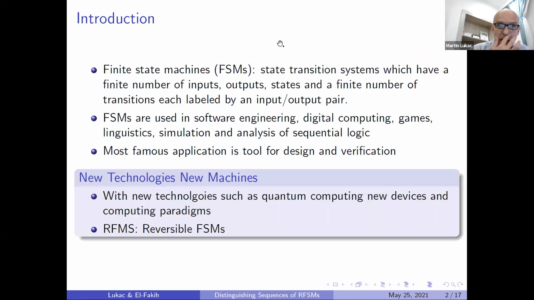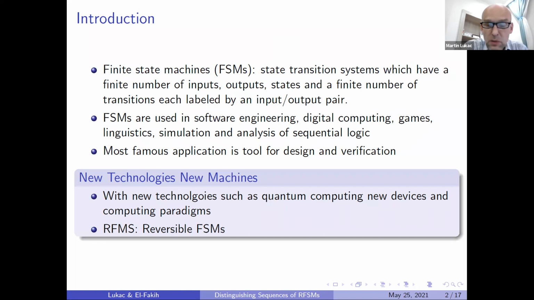Now finite state machines are essentially tools or state transition systems that have a finite number of inputs, outputs, states, and also a finite number of transitions that are labeled by pairs of inputs and outputs. These FSMs are used in many branches of engineering, such as software engineering, digital computing, game design, simulation and analysis of sequential and digital logic, and so on. In particular, these tools are very famous for their ability to provide a very good methodology for design and verification.